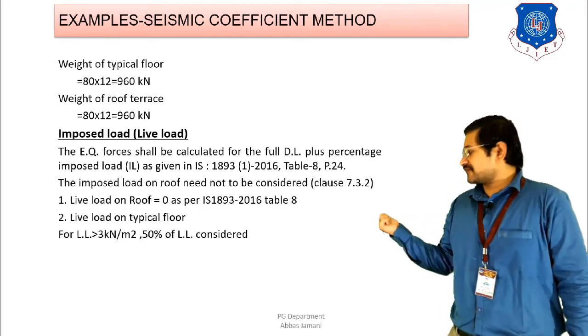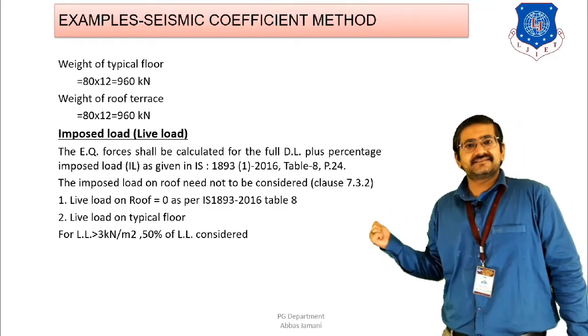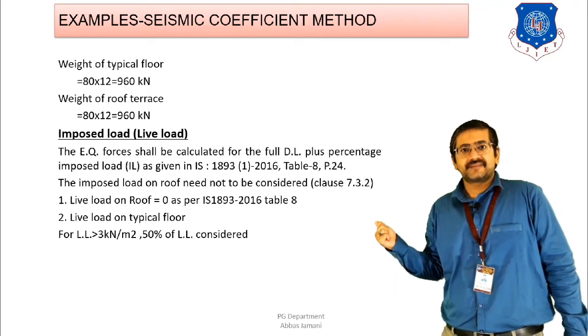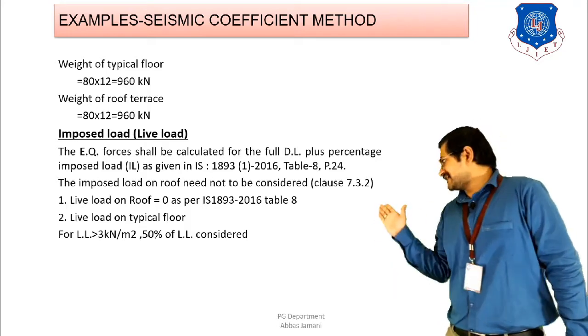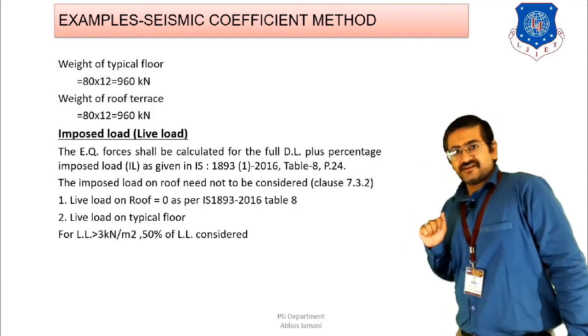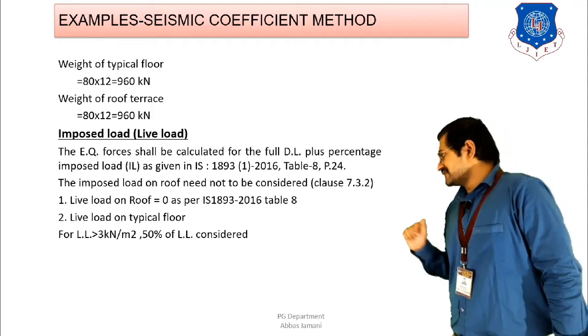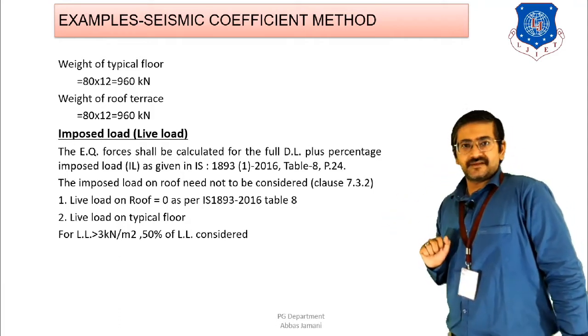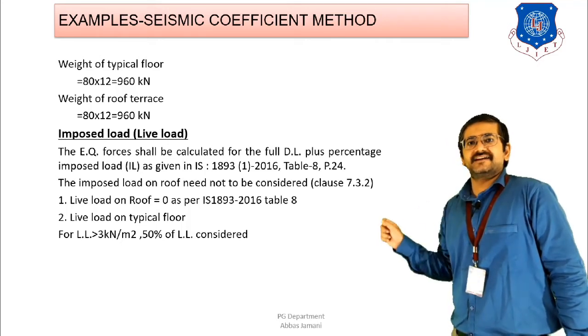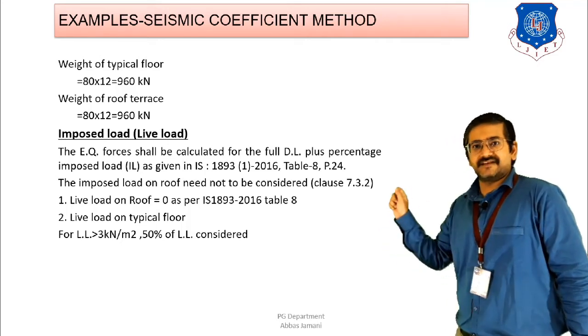So first, if I talk about the typical floor level, then I can say that 80 meter square is my floor area, right? 12 kilonewton per meter square is the value of the dead load that is given to me. So basically 80 into 12 is going to give me a value of 960 kilonewton. So the lumped mass on each floor is going to be 960 kilonewton, that is on the ground floor as well as the first floor.